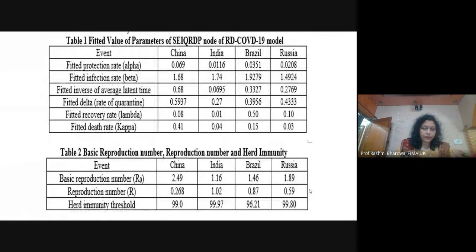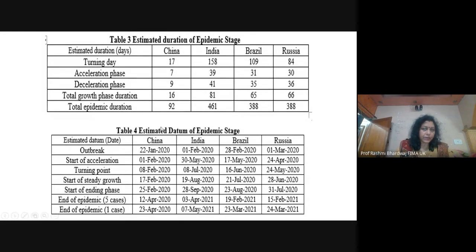At that time, we predicted that at the same rate, the basic reproduction number of China is very high, 2.49. India is very low, 1.16. But in the case of China, the herd immunity threshold is 99, while in India it is 99.97. We calculated the total period of the epidemic: China is only 92 days, India comes to be 461 days, and Brazil and Russia come to be 388 days.